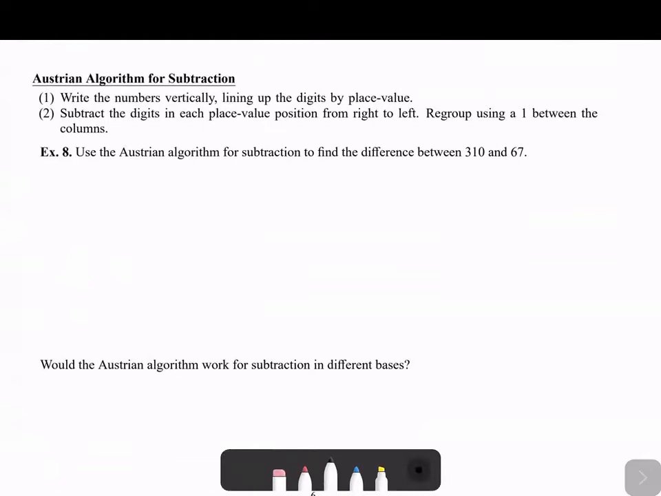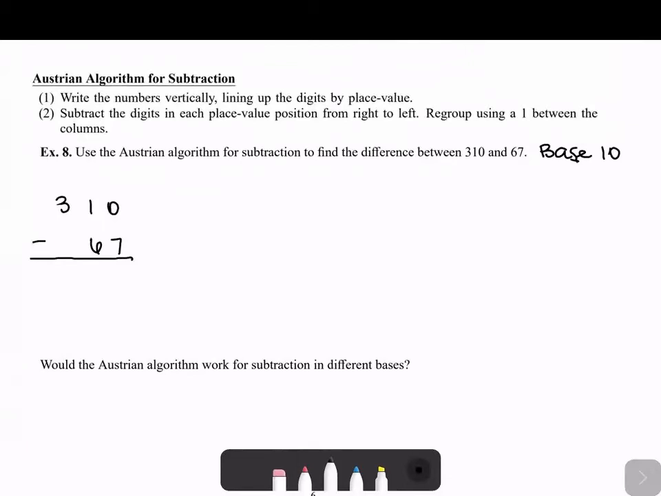Okay, so we're going to use this algorithm, and again, the first step is always the exact same. We're going to take 310 and subtract 67. This is in base 10 because it doesn't have a base listed. So we're going to do 310 minus 67. Okay, so here's what we're going to do. Because we're going to subtract, let me write it out.